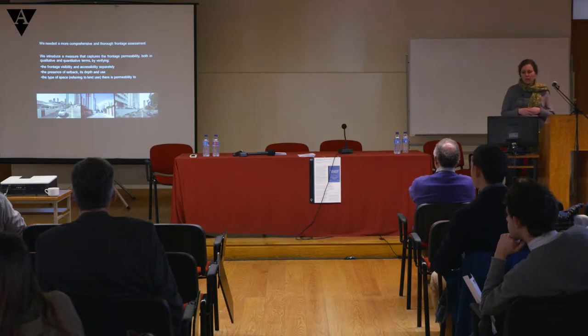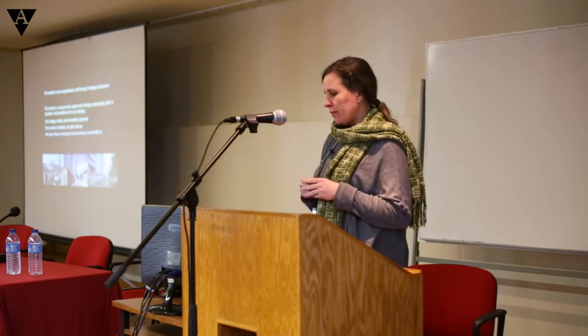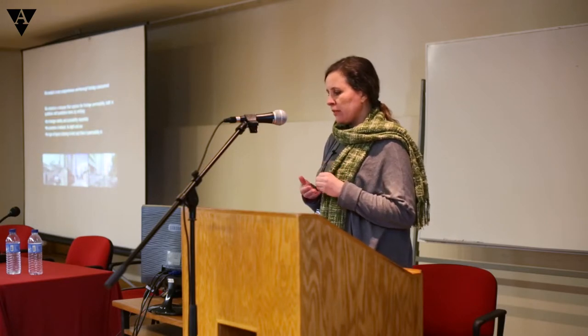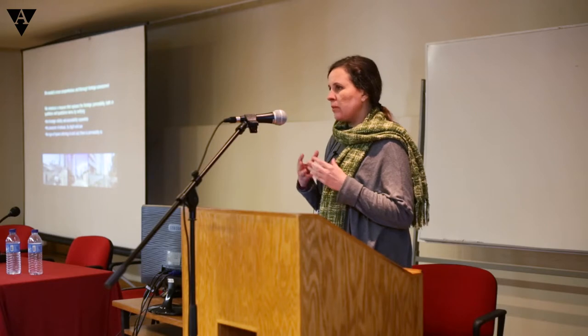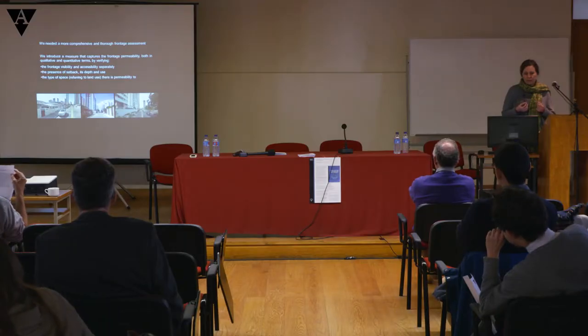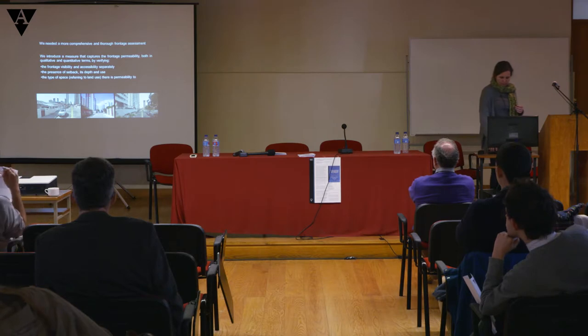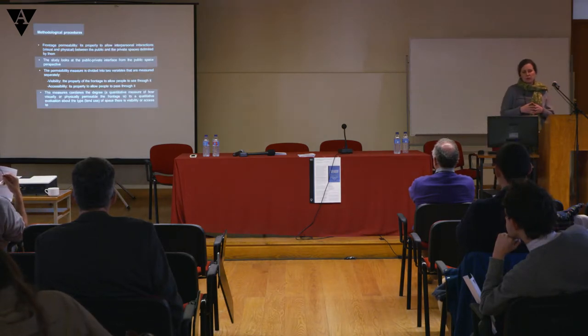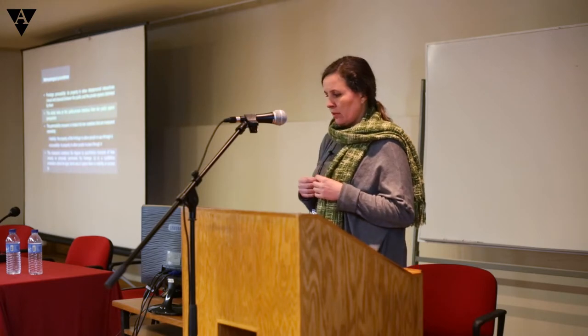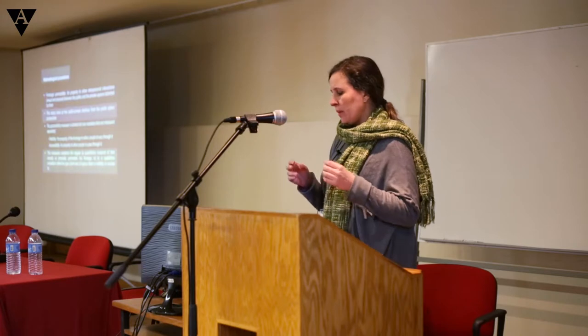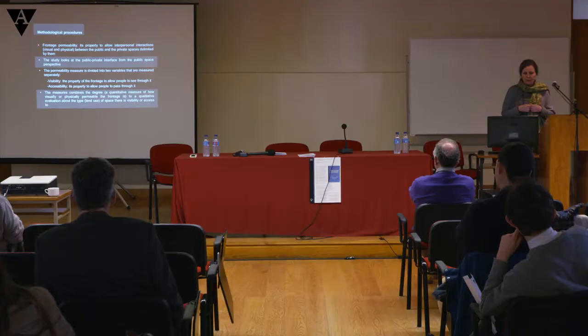So we needed a more comprehensive and thorough frontage assessment. We developed a measure that captures the frontage permeability in both qualitative and quantitative terms by verifying the frontage visibility and accessibility separately, the presence of setback, its depth and use, and the type of space, referring here to the land use, which there is permeability to. We define frontage permeability as its property to allow interpersonal interactions in both visual and physical ways between the public and the private space delimited by it.